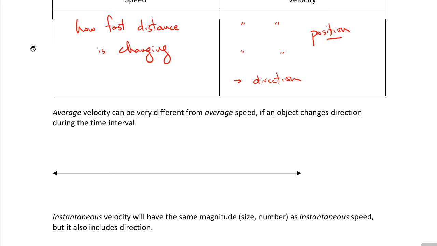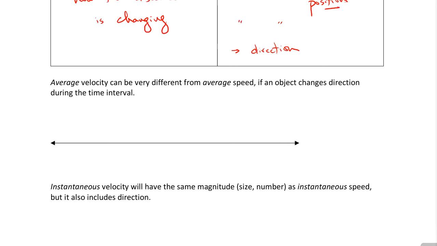We're often more interested in instantaneous velocity, though, and that's actually a little easier, because the instantaneous velocity will always have the same magnitude. That's another way of saying the same size or the same number as the instantaneous speed. It just adds direction to it. So if my dog is running in this direction at 5 meters per second, and that's the reading that if I could put a speedometer on him, that's the reading that the speedometer would show. That's the instantaneous speed. All we have to do is add a direction to that, and that's the instantaneous velocity.